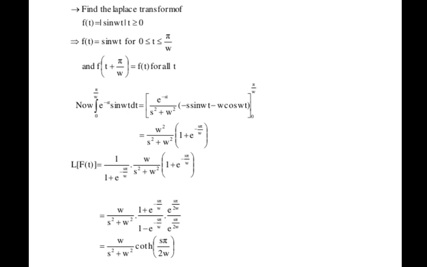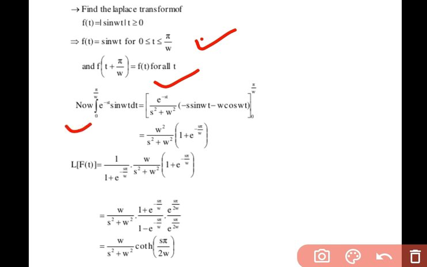Find the Laplace transform of f of t equals mod of sine omega t, where t is greater than or equal to 0. So f of t equals sine omega t, after breaking the mod, for t between 0 to pi by omega, or we can say w, and f of t plus pi by w equals f of t for all t. Now integral from 0 to pi by w of e to the power minus st into sine wt dt equals this.